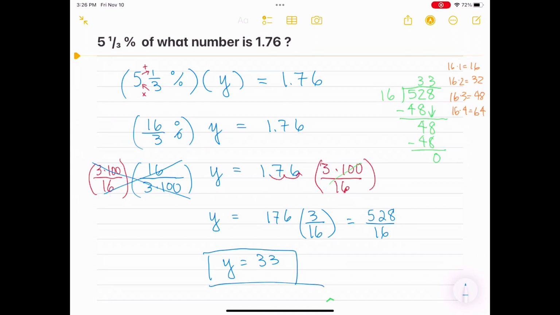Now back to our problem, y equals 33. So 5 1/3% of 33 is 1.76. And we box our answer.